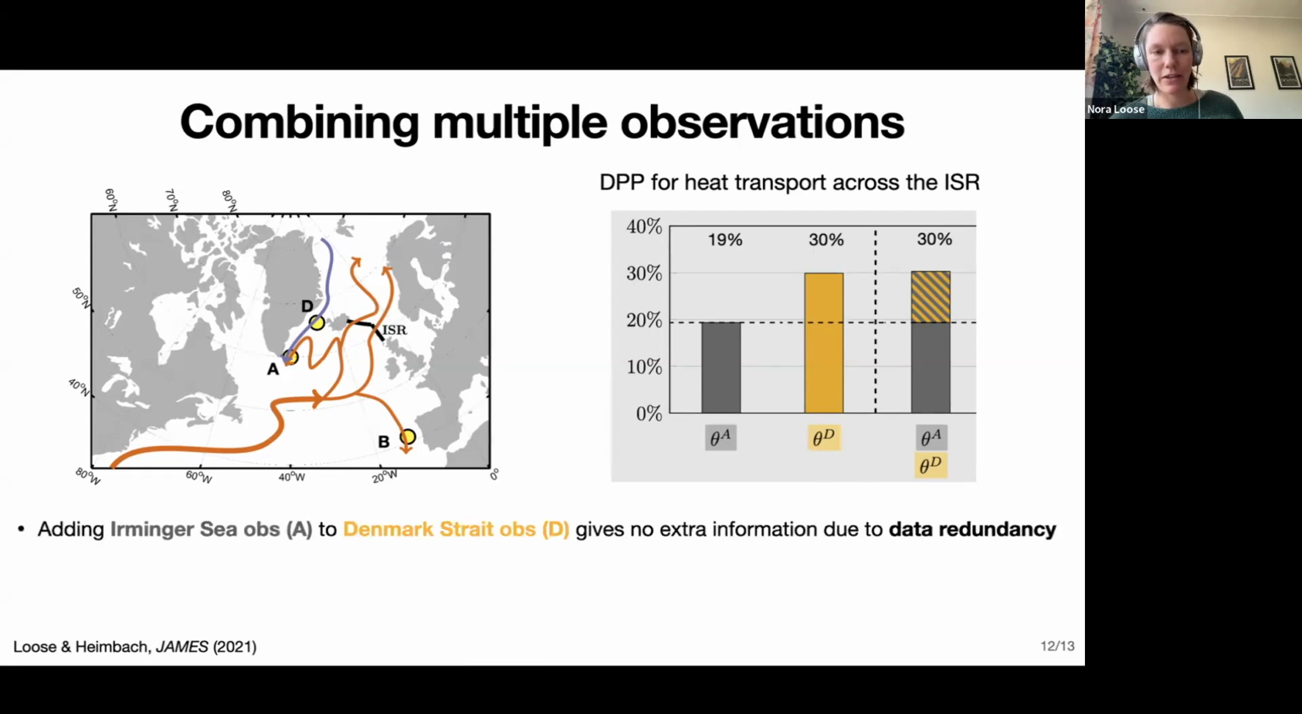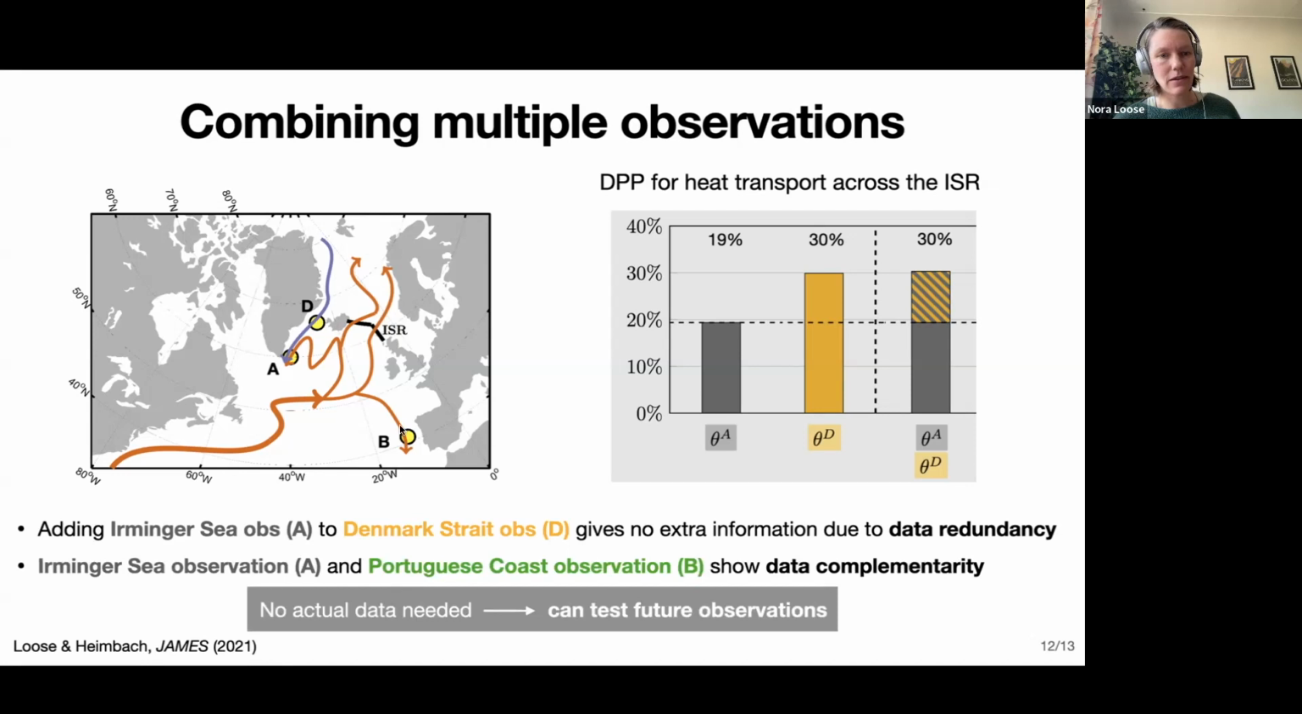So in summary, adding the Irminger Sea observation to the Denmark Strait observation gives no extra information in this example due to data redundancy. If we instead had considered adding a mooring here close to the Portuguese coast, right, at location B, we would find that the Irminger Sea observation A and the Portuguese coast observation B are very complementary in their information content. Again, the actual data is not needed to assess this data redundancy versus complementarity, so we can test it for future observations.